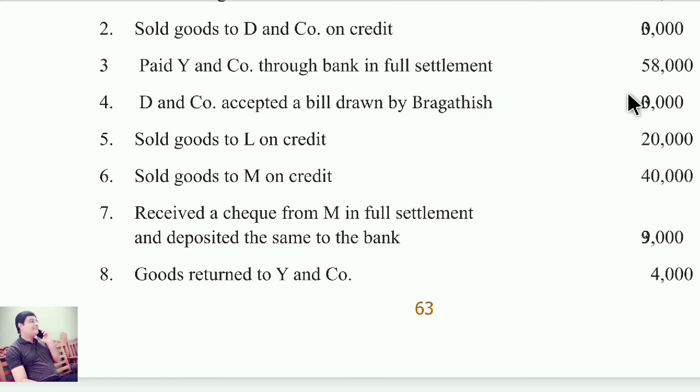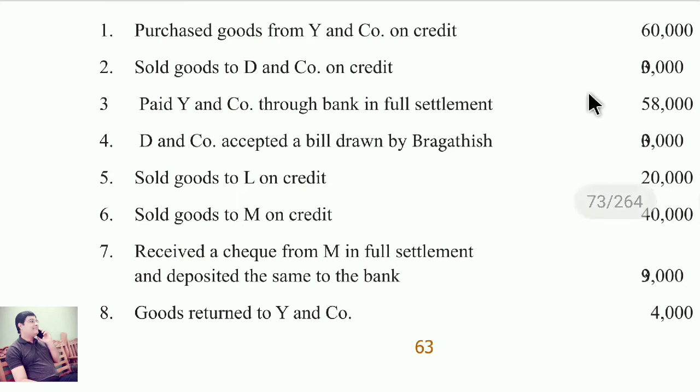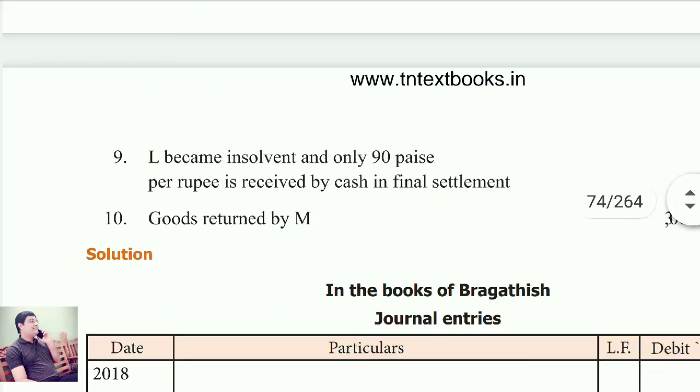Paid Y and Company through bank in full settlement of 58,000. Now you are paying to Y and Company. How much we purchased from Y and Company? 60,000. But now how much we are paying? 58,000 in full settlement. So what entry you have to pass?